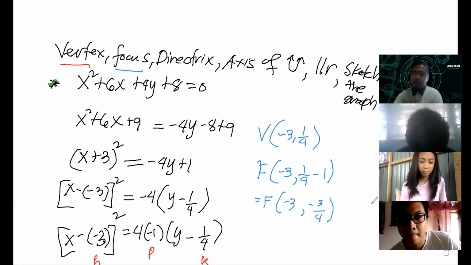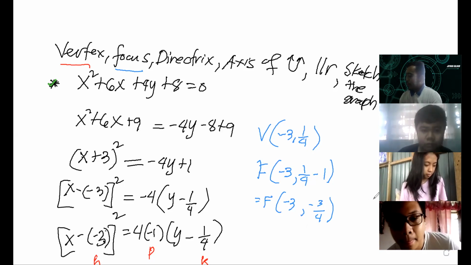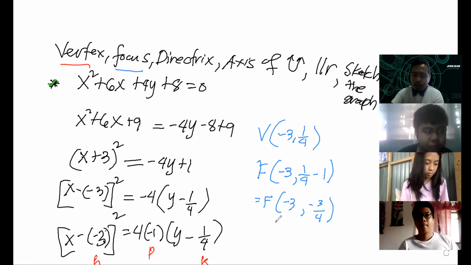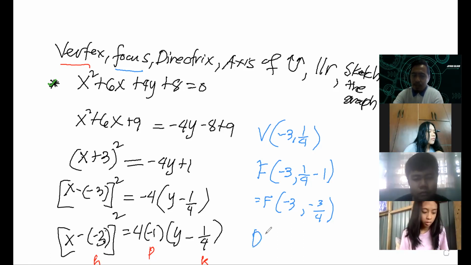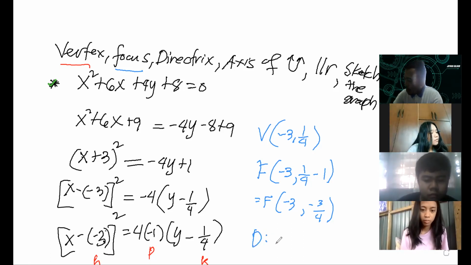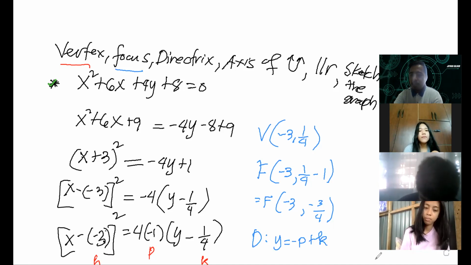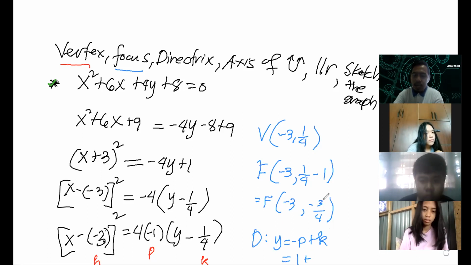How about the equation of your directrix? In that form, we have the formula from earlier. The y equals negative p plus k. Again, can you repeat? y equals negative p plus k. Very good. y is equal to negative p plus k, right? Your p is negative 1 and you get the negative, so it will only be 1, right? Plus your k. Your k is 1/4, right?